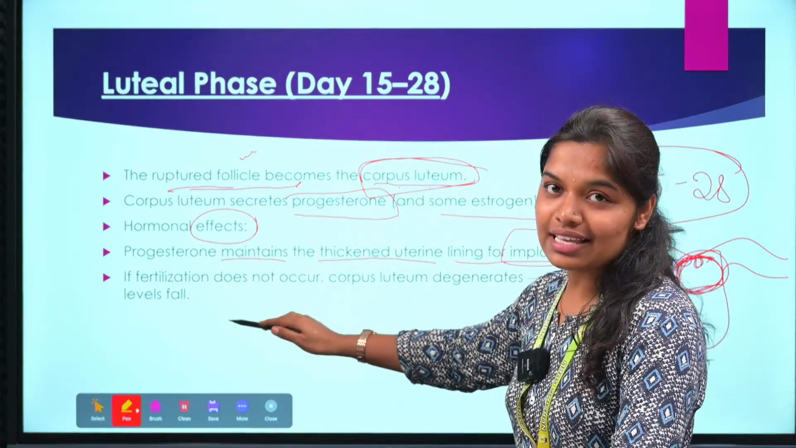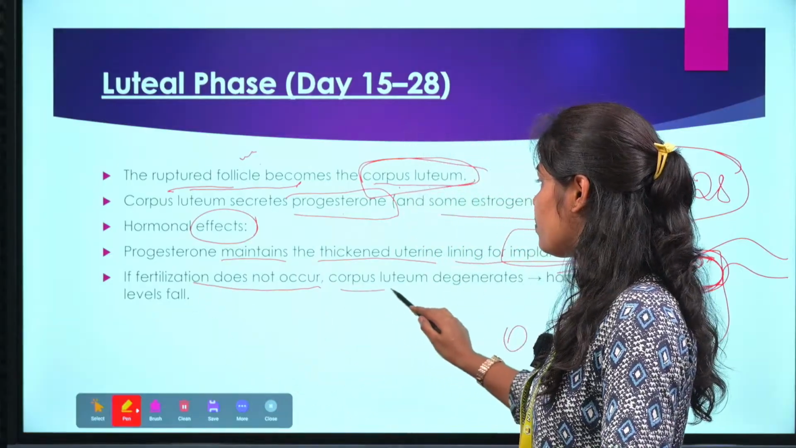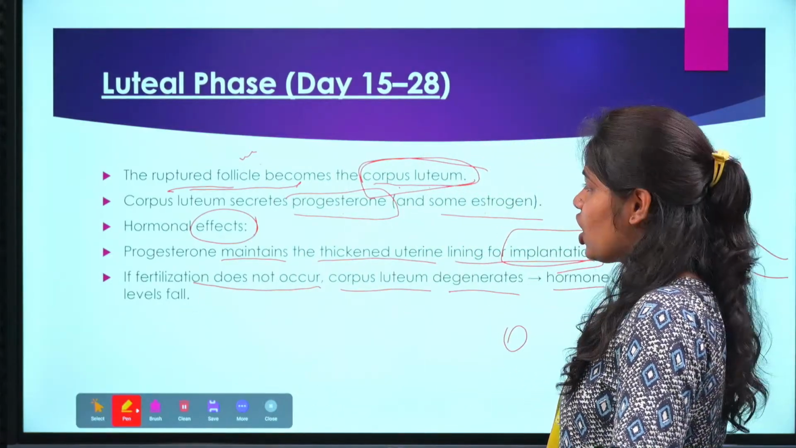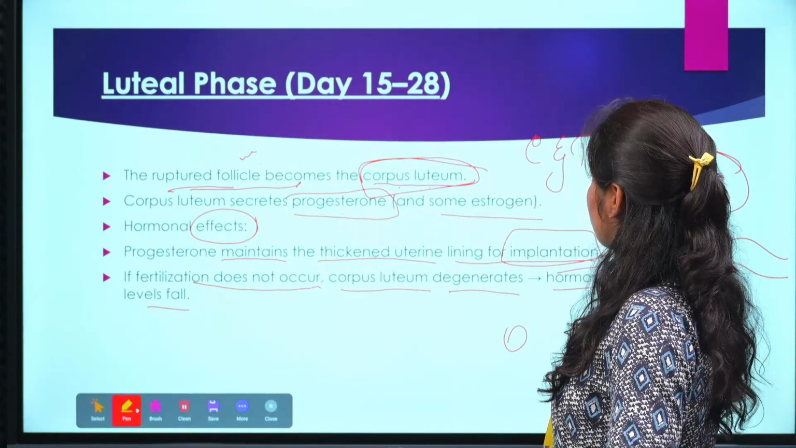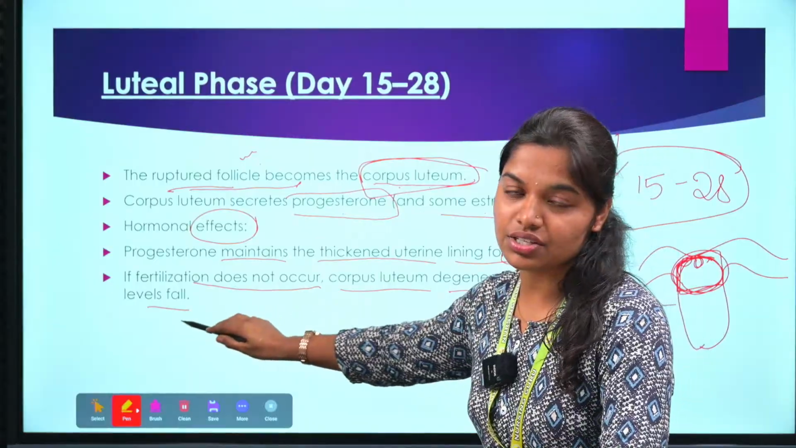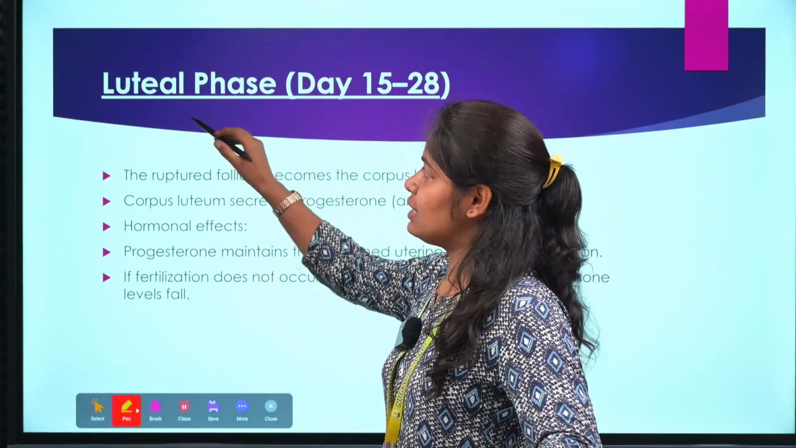If fertilization does not occur, the corpus luteum degenerates and the hormone levels fall. The estrogen and progesterone levels decrease if fertilization does not happen. This happens in the luteal phase.